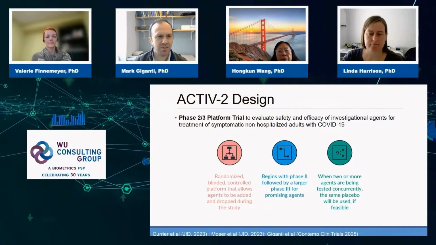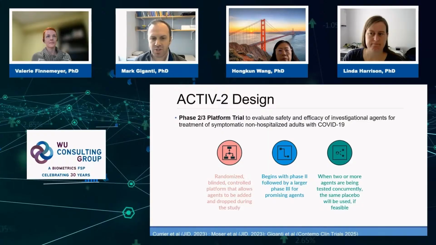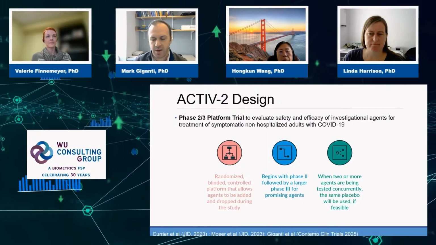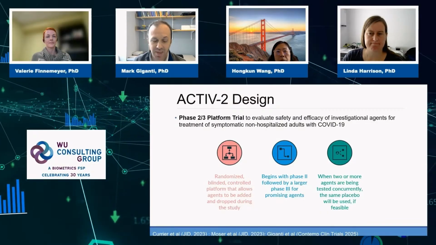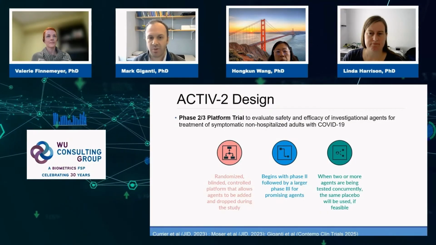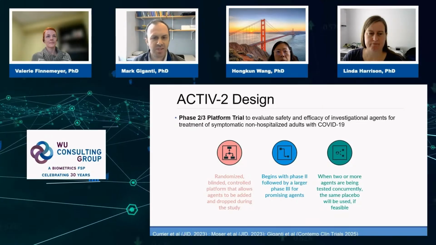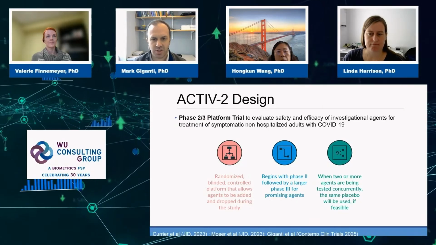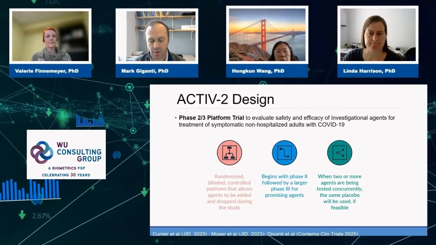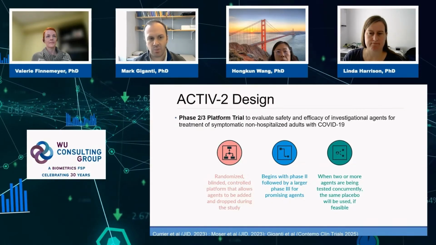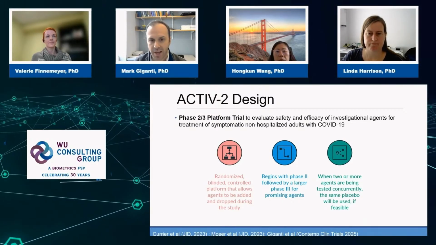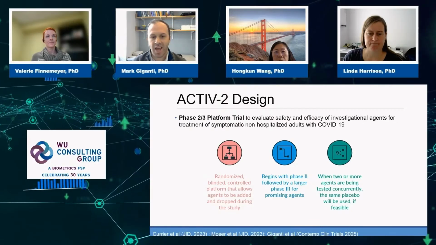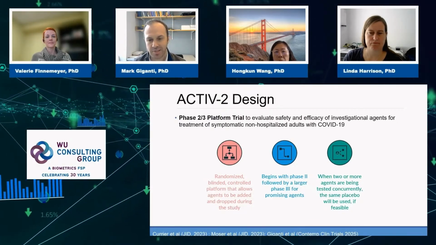And so it became very clear to my colleagues and I, as we started protocol development, that we needed to design a study that could rapidly and efficiently evaluate the safety and efficacy of these multiple investigational agents that were in the pipeline. And ultimately, we settled on a phase 2/3 platform trial design that, in my opinion, had three defining characteristics.